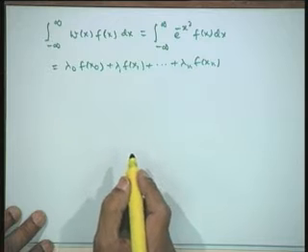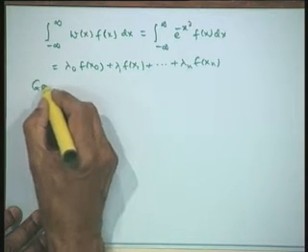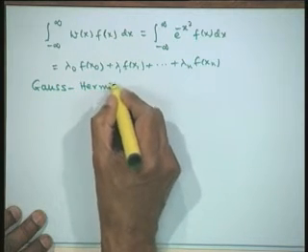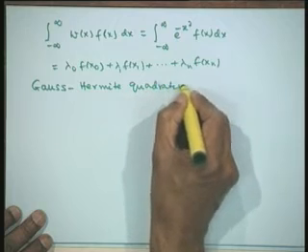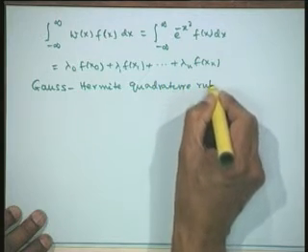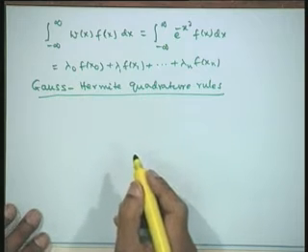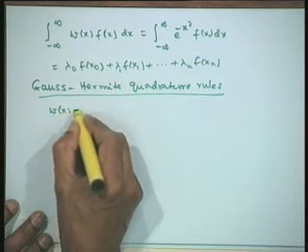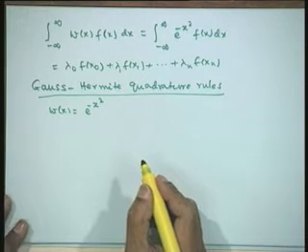This group of formulas are called the Gauss-Hermite quadrature rules. That means the weight function in this case is exponential of minus x squared.